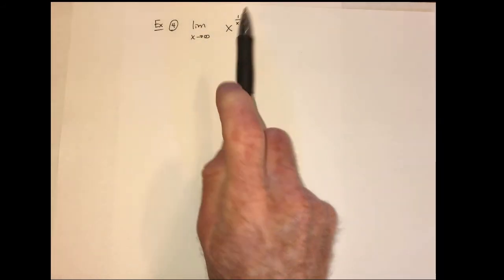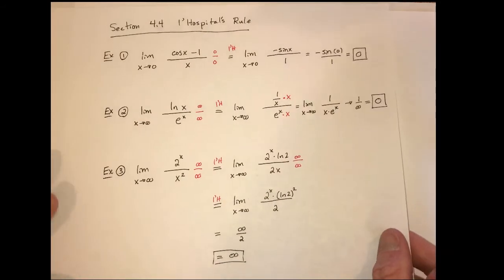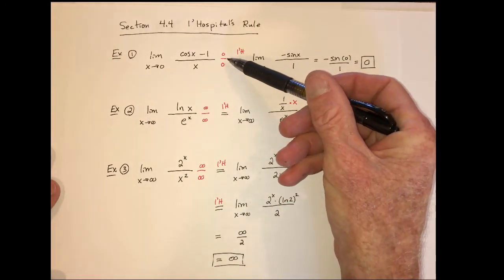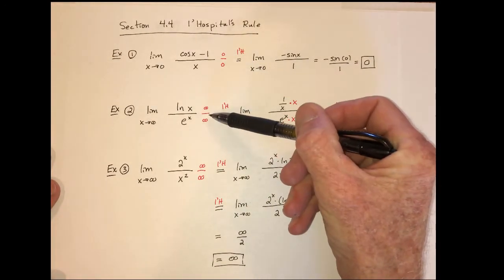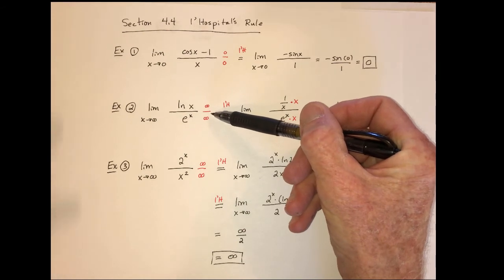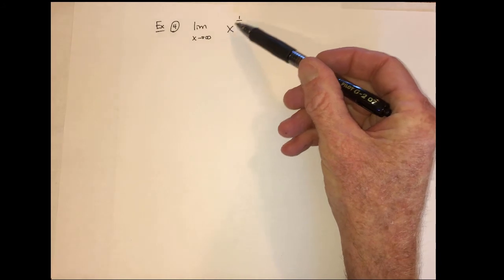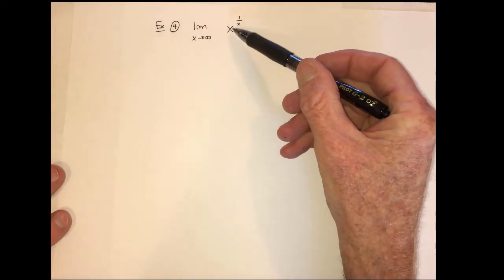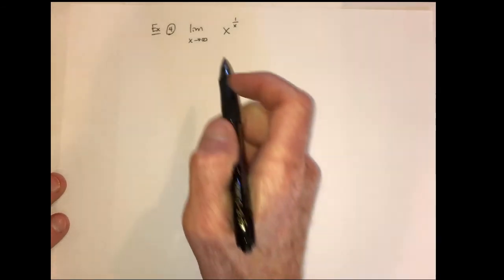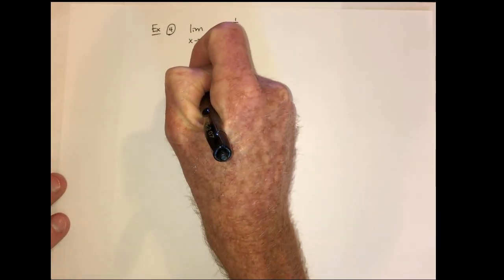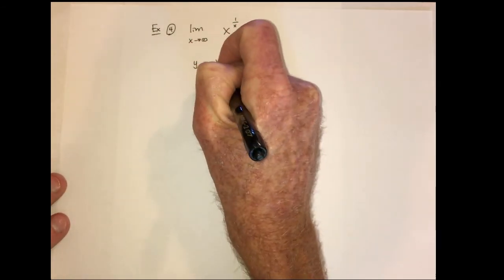Now with this one, you need to verify that it's either of this form, 0 divided by 0, or it's infinity divided by infinity. The problem with this is these two are not being divided. One's an exponent and one's a base. So here's what you've got to do that's a little bit different. So you start with, say that y is equal to this function.